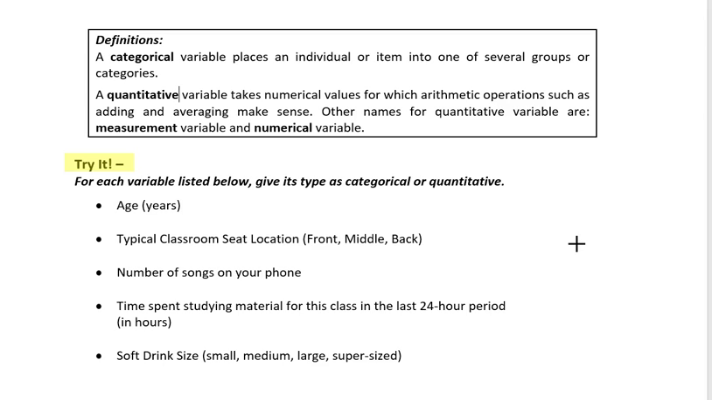And the last one, soft drink size: small, medium, large, super size. That's a categorical variable. So be able to distinguish when you see any variables you're working with. Know right away: is it numerical? Is it quantitative? Is it categorical?